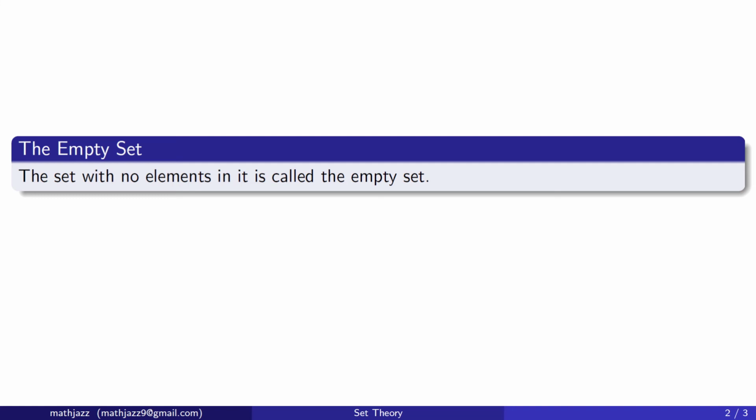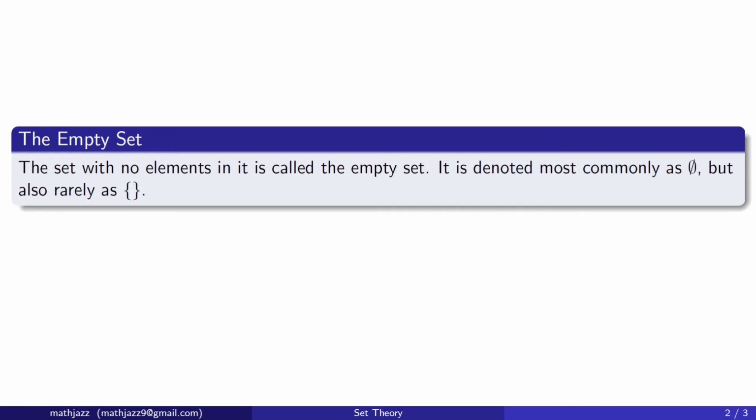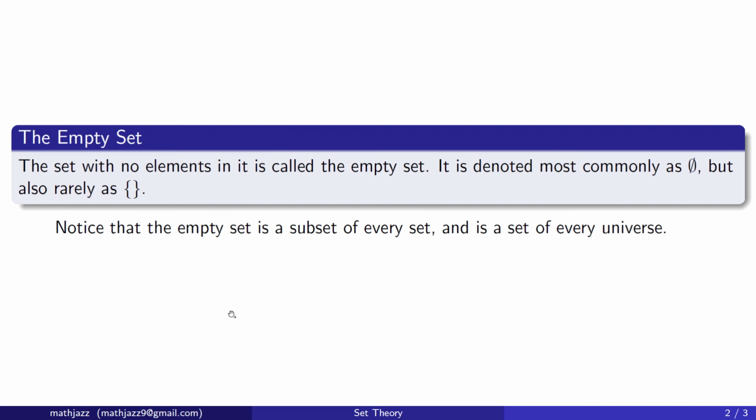Another important set is the empty set. A set with no elements in it is called the empty set. It's most commonly denoted as the symbol that looks like a zero with a line through it, but it's also sometimes written as two braces with nothing between them. We notice that since the empty set has no objects in it, every object of the empty set is in every other set and in every universe. So the empty set is a subset of every set, and it's a set in every universe.